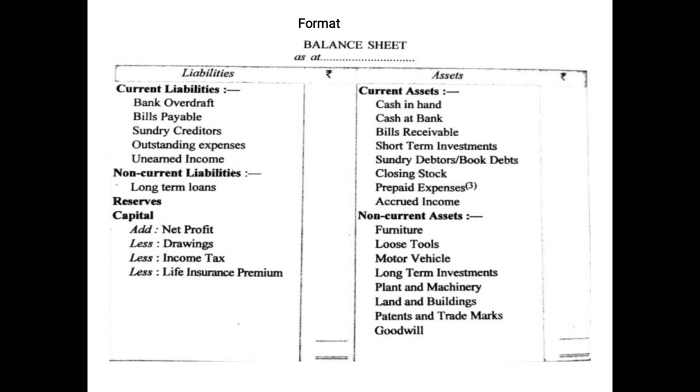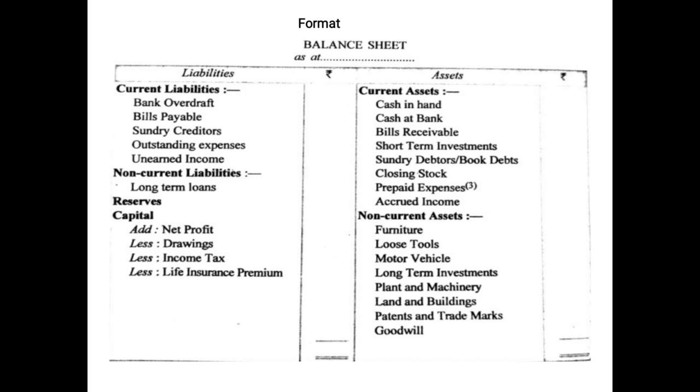So on the liability side, you can see we are showing the format on the basis of liquidity. When we are following order of permanence, it will just be reversed. On the liability side, first of all we are showing the current liabilities such as bank overdraft, bills payable, sundry creditors, outstanding expenses, unearned income. Unearned income means pre-received income. You have not done the work, you have not given the services, but you have received the income in advance. So all these are current liabilities.